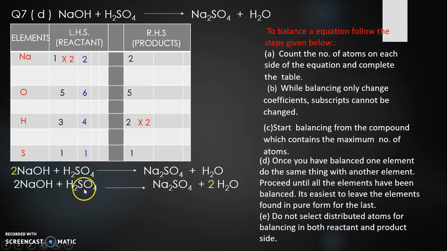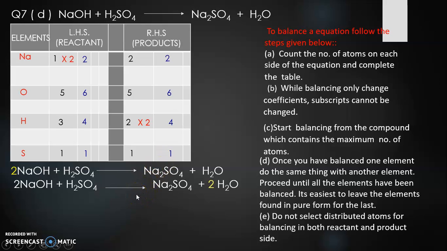2NaOH plus H2SO4 giving you Na2SO4 plus 2H2O. Now once again count the atoms. 2Na, 4 and 2, 6 oxygen, 2 2s are 4 hydrogen, and 1 sulfur. So what do we see, students? The atoms of each and every element are equal. So the equation is balanced.